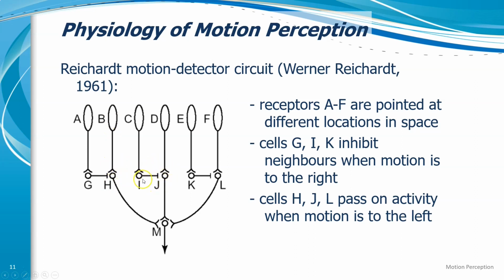The activity from I and D arrive at the same time, cancel each other out. Same thing here at L. From K and F, they cancel each other out. As a result, M does not change its firing rate.